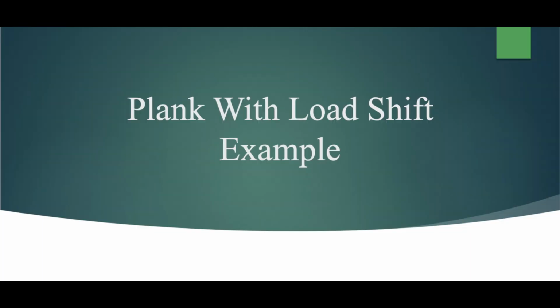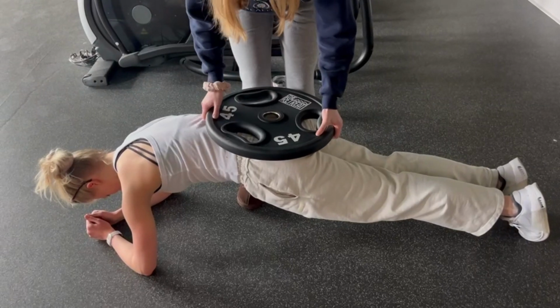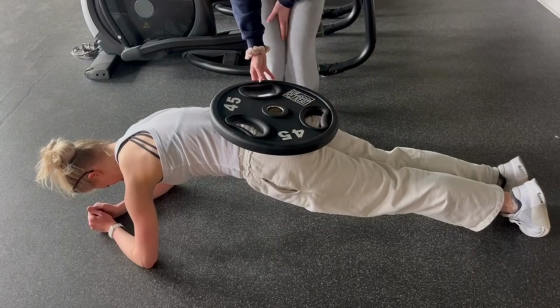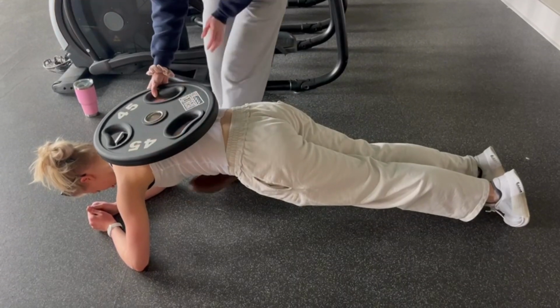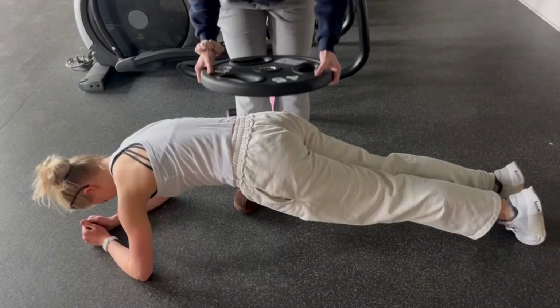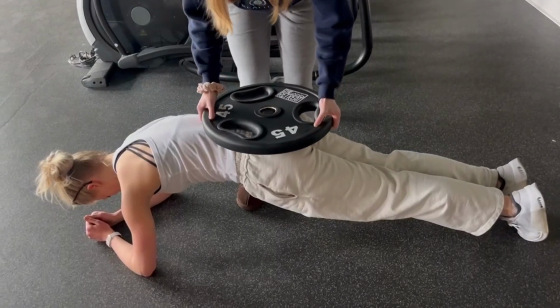In this example, Rachel is performing a plank while Alicia adds a weight to different locations. In this first clip, Alicia places a 45-pound weight over Rachel's hips. In the second clip, she places the same weight over Rachel's shoulders. In this demonstration, the weight remains the same, but its position changes.